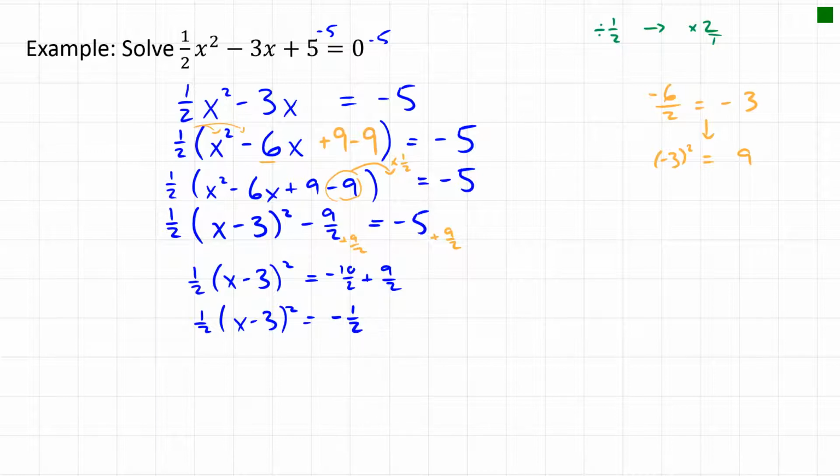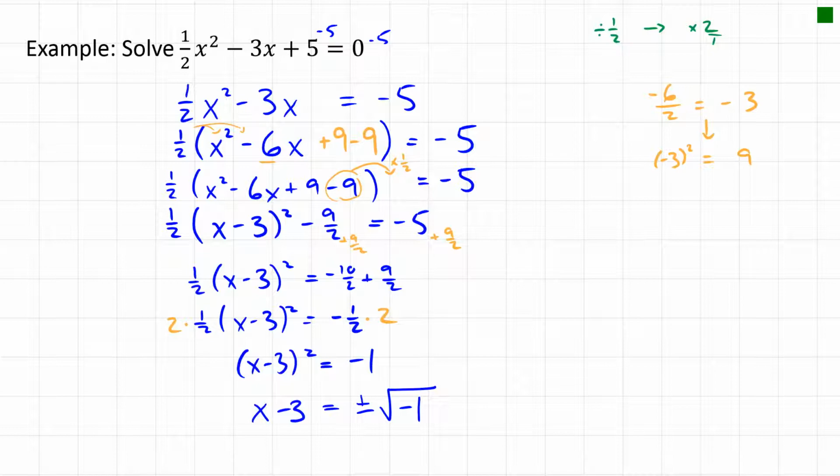I have negative 10 halves plus 9 halves. And now to solve this, we'll do it just as before. I want to get rid of that 1/2, so I'm going to multiply each side by 2. So I get x minus 3 squared equals negative 1. And then use the square root principle, and I get x minus 3 is equal to plus or minus the square root of negative 1.